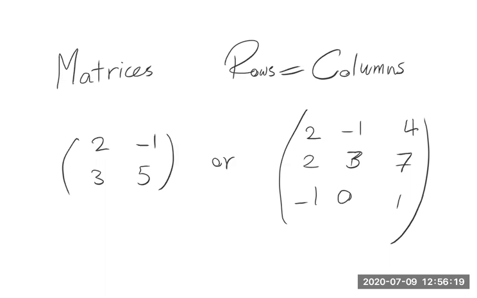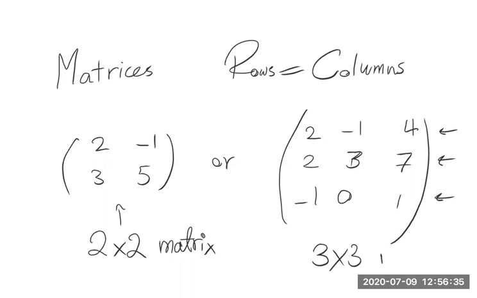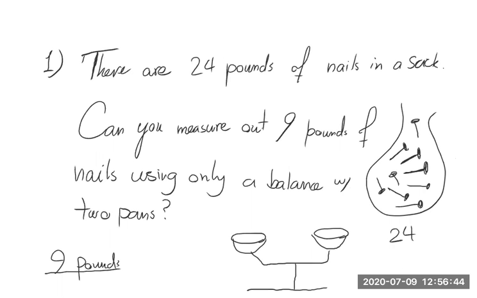So this thing has 2 rows and 2 columns. We call this a 2 by 2 matrix, right? This one has 3 rows and 3 columns. We call this a 3 by 3 matrix. Now, to any matrix, we assign a real number. We call it the determinant.